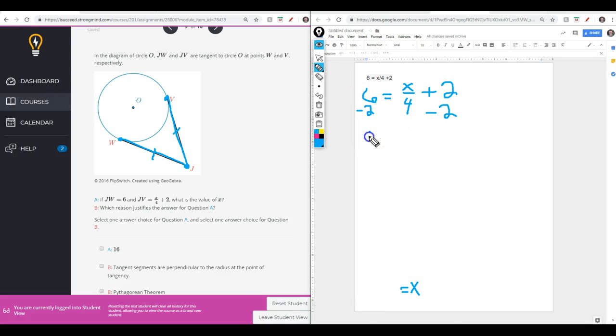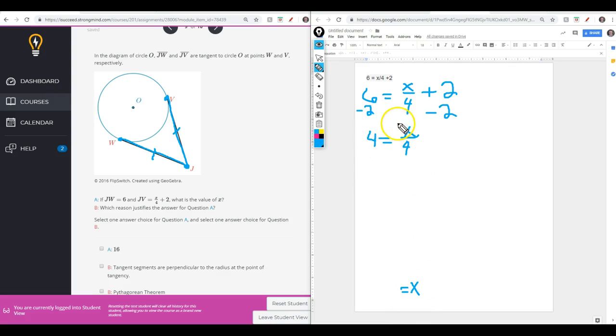So 6 minus 2 is 4. That equals x divided by 4 plus nothing, which is still x divided by 4. Positive 2 minus 2 is 0, so we have plus 0, and in math, since 0 doesn't add to the value, we do not write it. So then we are left with x divided by 4.